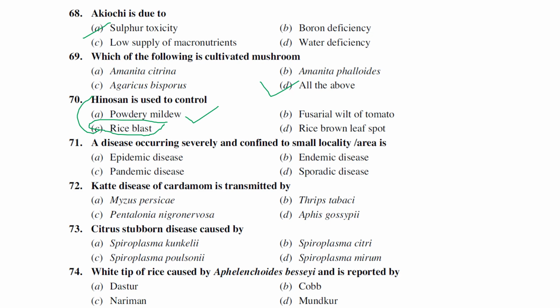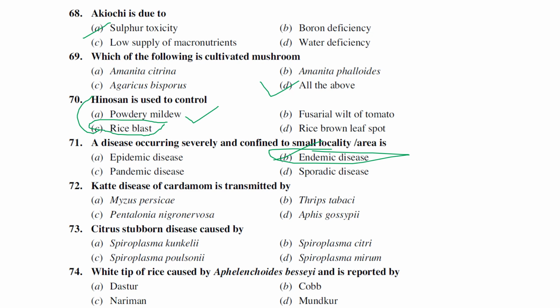A disease occurring severely and confined to a small locality or area. Epidemic means sudden outbreak. Endemic means confined to a particular area or locality. Pandemic means present all over the world. Sporadic means it occurs irregularly. So the answer is endemic. The best example for endemic disease is potato wart, Synchytrium endobioticum.